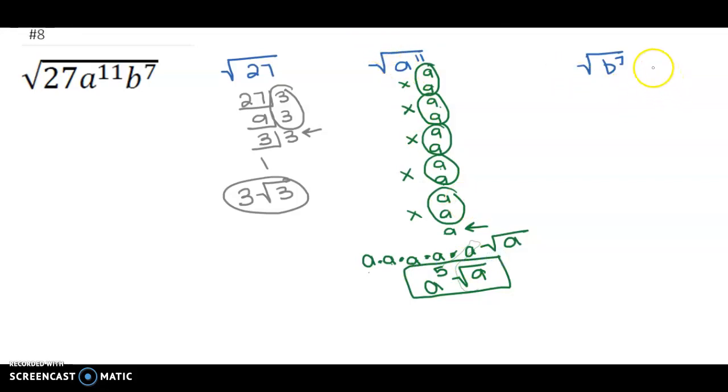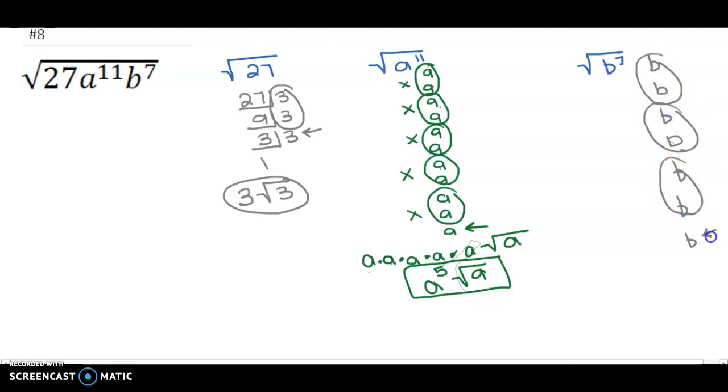Okay, now let's do b to the 7th. So b to the 7th, I'm just going to go 1, 2, 3, 4, 5, 6, 7. Circle my pairs. I have a single left over. So I'm going to get b times b times b, square root of b. So b times b times b is just b cubed, square root of b. That's what b to the 7th breaks down to.